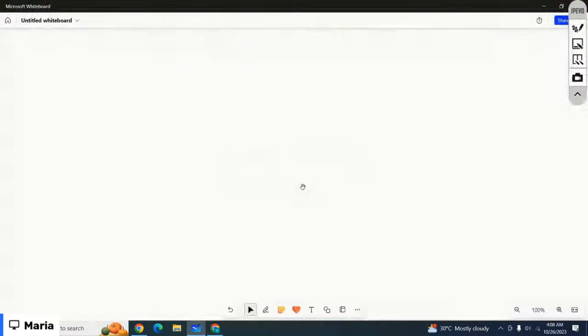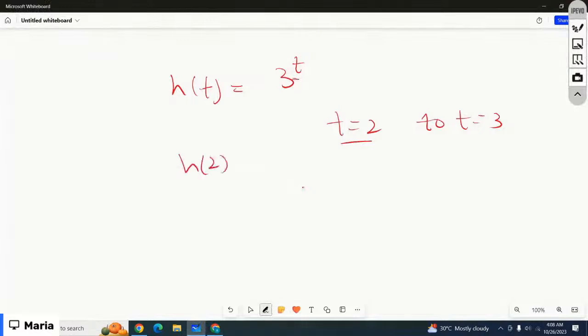For example, you are given an exponential function h of t equals 3 exponent t. That is the exponential function. You need to see how the function changes from t equals 2 to t equals 3. Let's replace the t with 2. h of 2 equals 3 exponent 2.